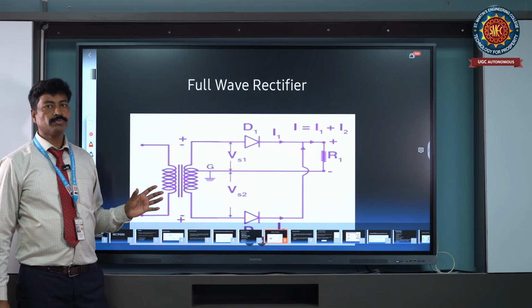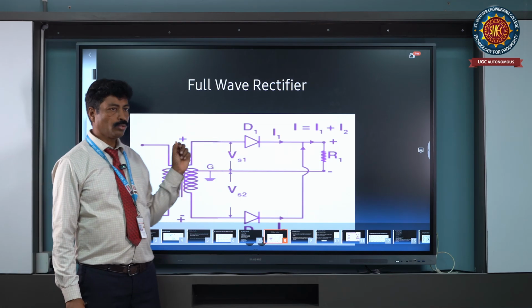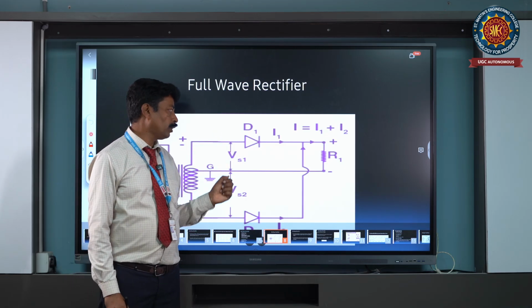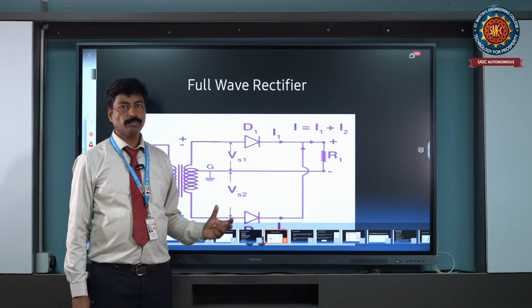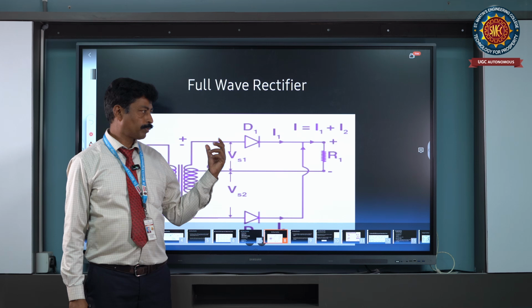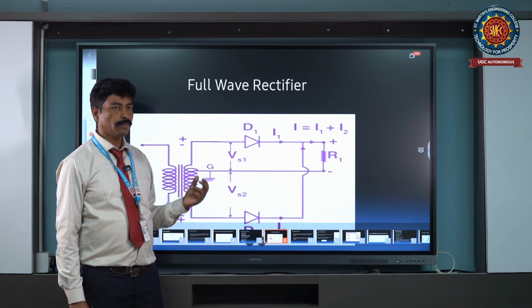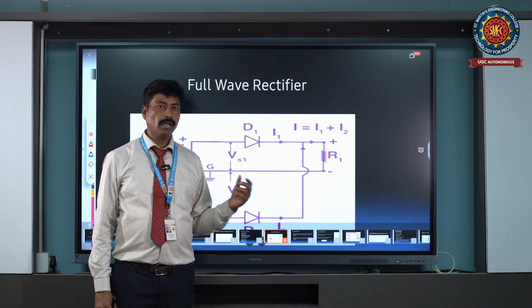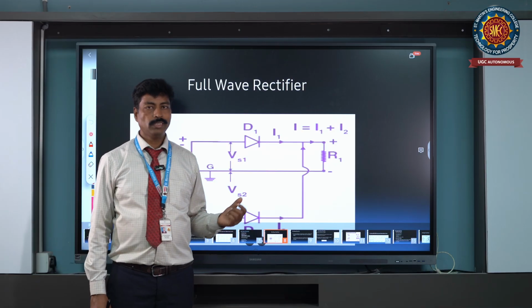The main basic components of the full-wave rectifier are, number one, the transformer, another one is the diode, and the third one is the load resistance. Load resistance is nothing but the opposition to the flow of current. The resistance is represented by RL, and its unit is the ohm.